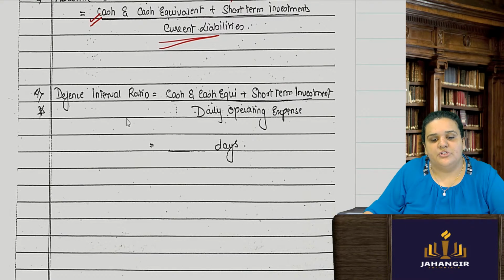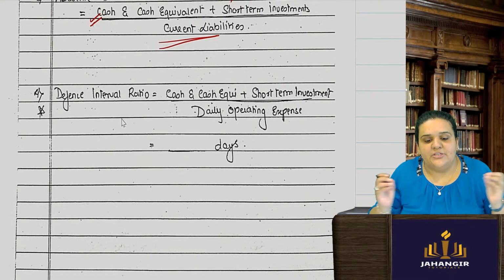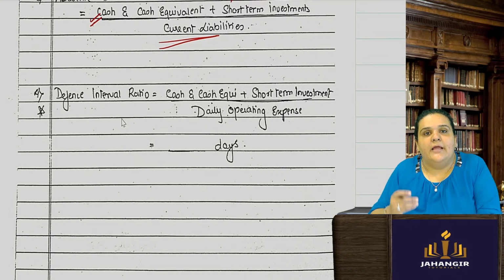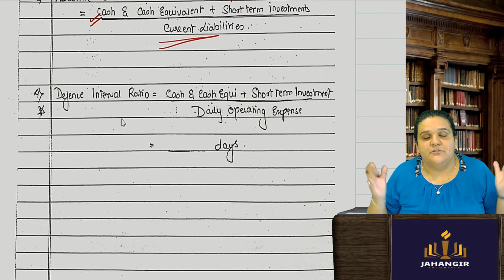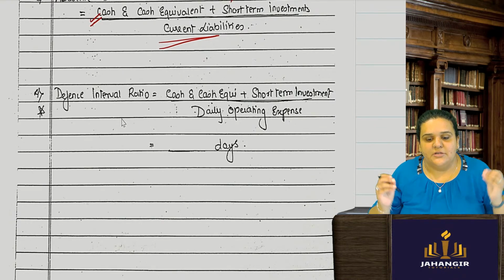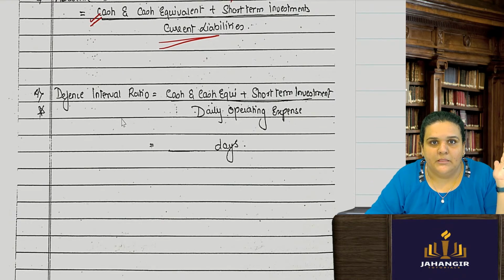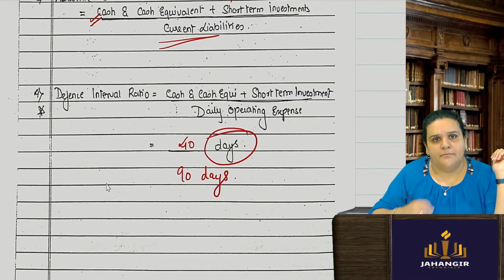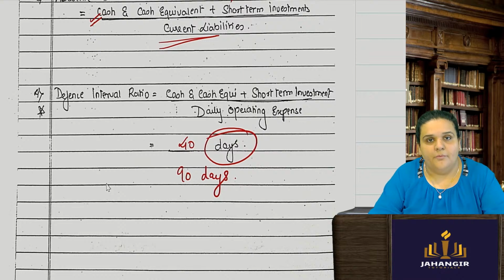What is defense interval ratio? It is nothing but the same thing. How much cash you are having over daily operating expenses. So in how many days are you able to pay your daily operating expenses with the cash you have? So defense interval ratio: in how many days you are able to pay your operating expenses with the amount of cash and cash equivalents which you have at your disposal. Say I am taking 40 days or 90 days, etc. It will be in the form of days. We will practice all the formulas.